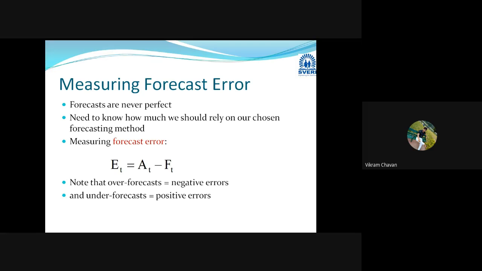One can say mean absolute deviation, then bias, then cumulative, then mean square error, then root mean square error. So these formulas of error, to calculate the error, will be helpful to find out the proper methodology for the forecasting. Rohit, are you getting my point?